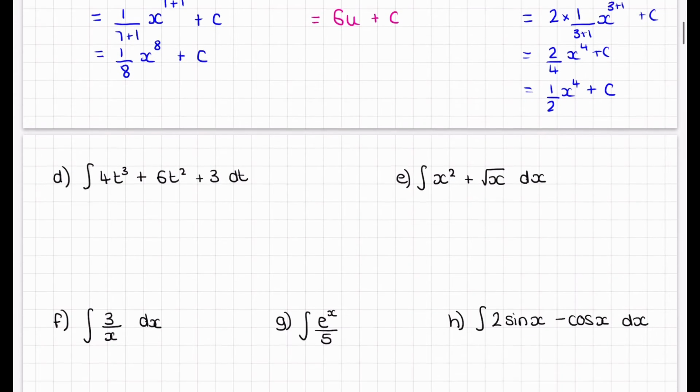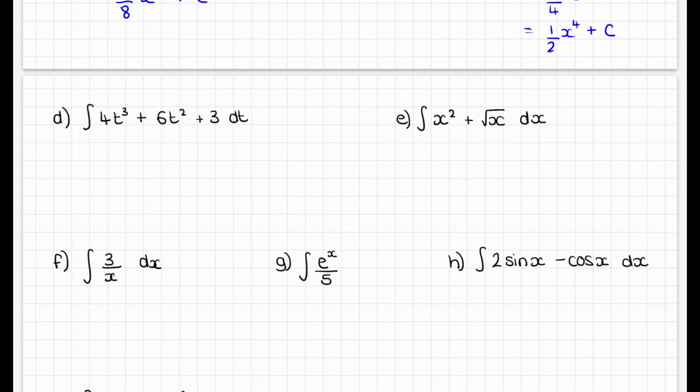Next, D, the integral of 4t cubed plus 6t squared plus 3 dt. When we've got them separated by pluses and minuses, we just do each part separately. What I'm going to do with this question is do the first part, the 4t cubed, in a bit more of a stepped out process. With 6t squared, I'm going to simplify it slightly so you can see a different way you can approach it.